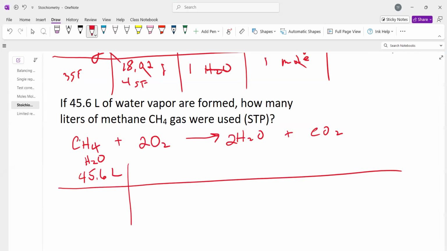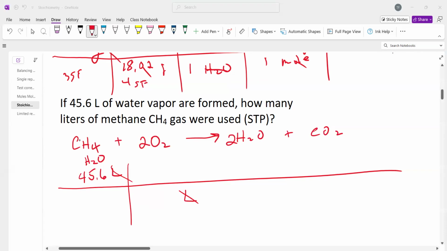Now we have gaseous water. Need to convert it to moles. What do we use for that? Remember that conversion factor? I wanted you to know there were three of them. One is Avogadro's number, another is molar mass, and the other is for gases.